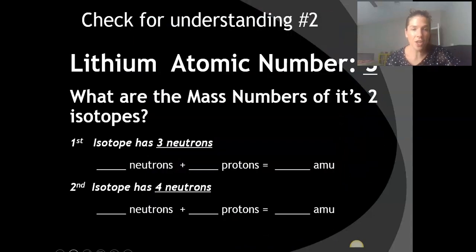All right, so let's check for understanding. Let's go back to that lithium atom that we did before. Lithium has the atomic number of 3, meaning it has 3 protons. What are the mass numbers of its 2 isotopes?